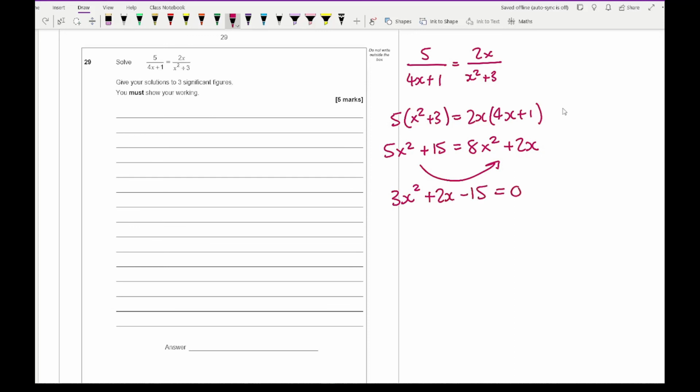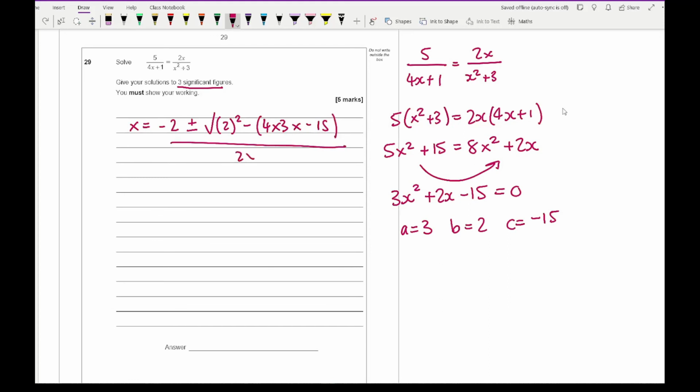Now, because it's asking me to give my answer to 3 sig fig, I'm going to assume that this is not going to factorise. So I need to use the quadratic formula. So a equals 3, b equals 2, and c equals minus 15. So then looking at this, I get x equals minus b, which is minus 2, plus minus 2 squared minus 4 times a times c, all divided by 2 times a.